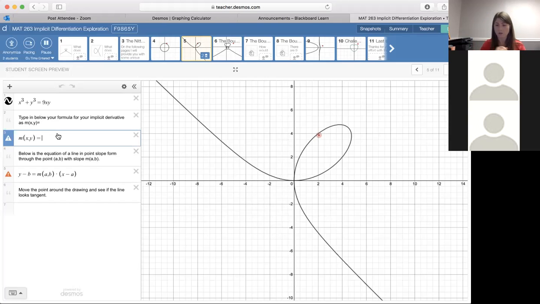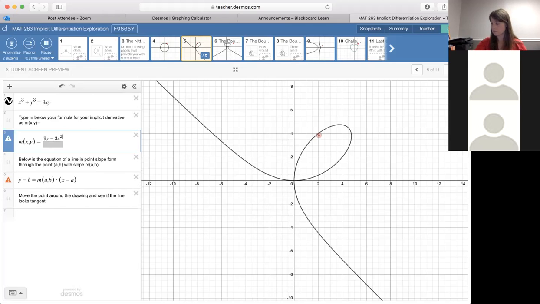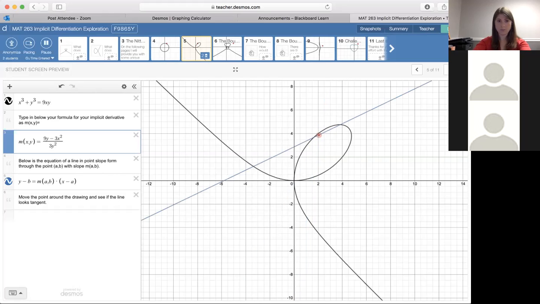So if we look back at your dy dx, it is 9y minus 3x squared over, that's not what I wanted. Put that 3 on the bottom: 3y squared minus 9x.